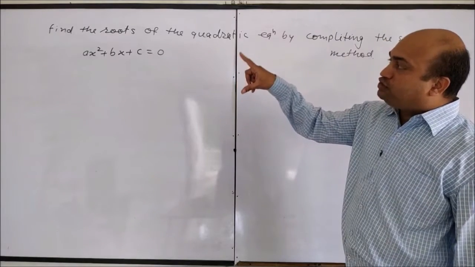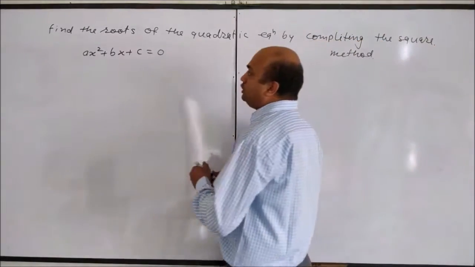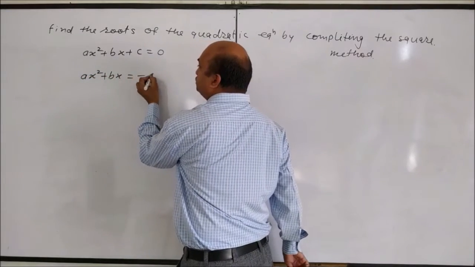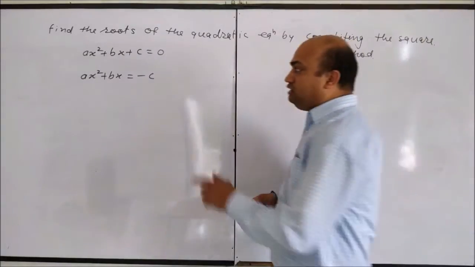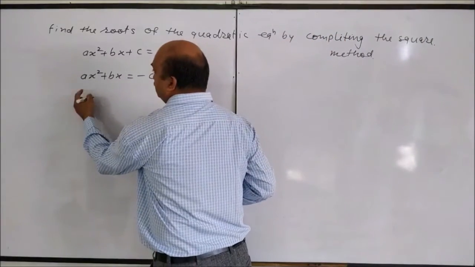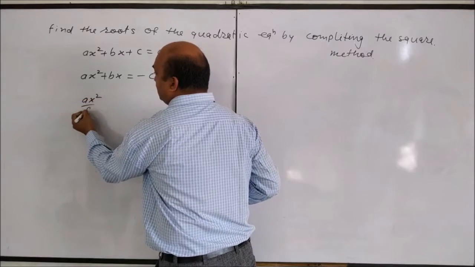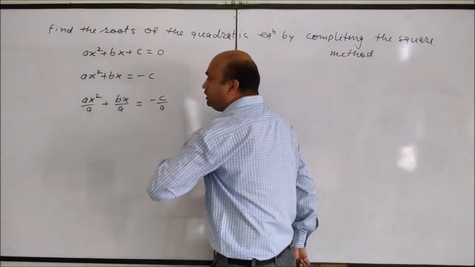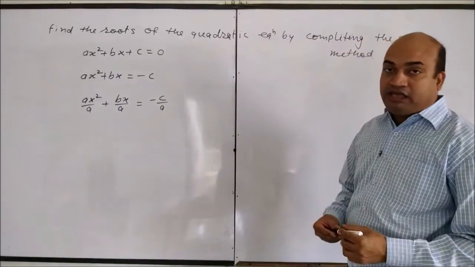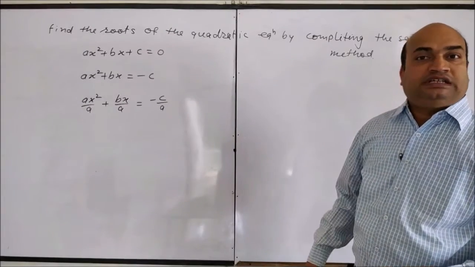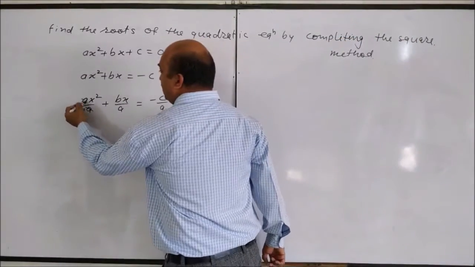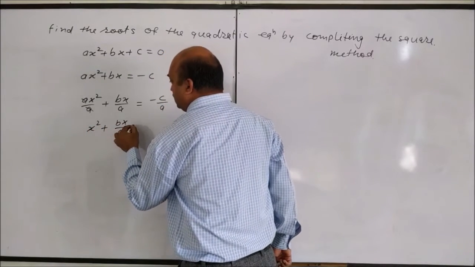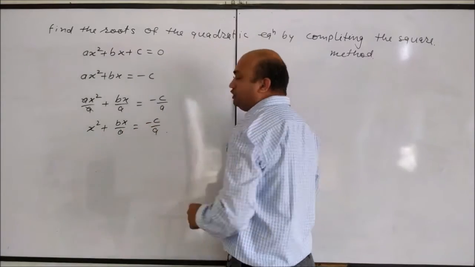First of all, we shift this constant here. We can write ax square plus bx is equal to minus c. Second step, we divide this complete equation by a. So it will be ax square by a plus bx by a is equal to minus c by a. All the terms we have divided by the coefficient of x square, that is a. Here this a will cancel out. It is x square plus bx by a is equal to minus c by a.